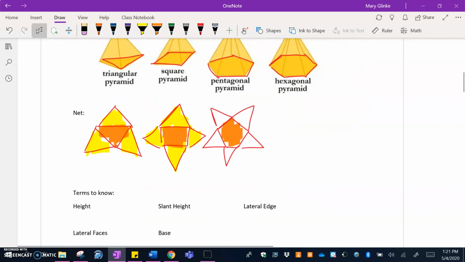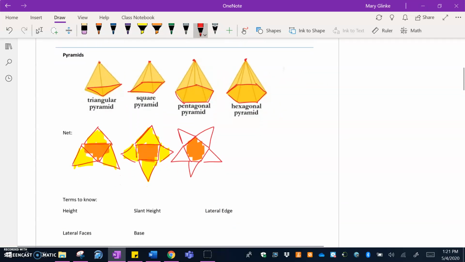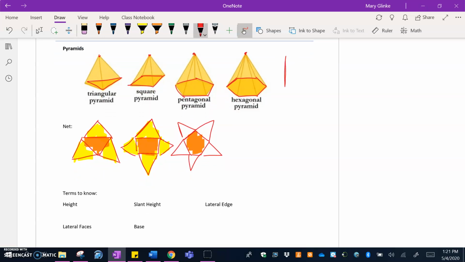I'm going to zoom out just a little bit so we can see all of this together. The height of the pyramid is going to be the distance from your apex down to the base. So the height is the distance from the apex to the base. Depending on your pyramid, your height could be inside or outside of your pyramid if your apex was way off to the side. We're going to be working with ones that are regular so that your height will be inside here.